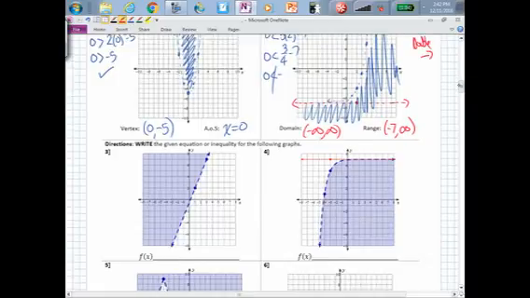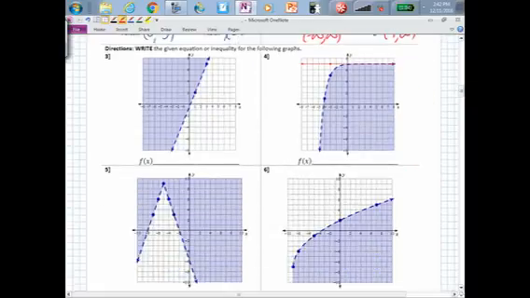Alright, so these next 4 graphs, we are going to just write the inequality. Write the inequality for each of these following graphs. So there are 2 points here. I am personally going to use this point to help us do it.